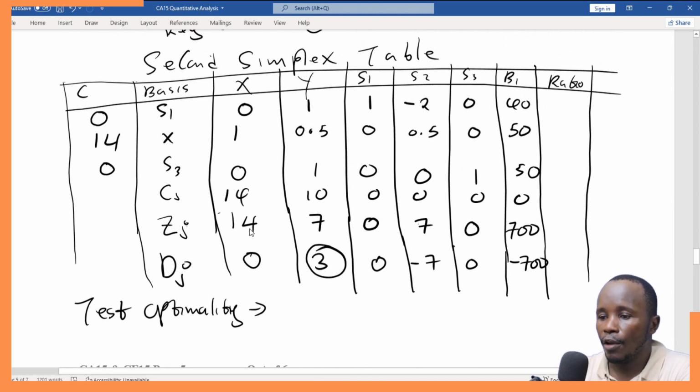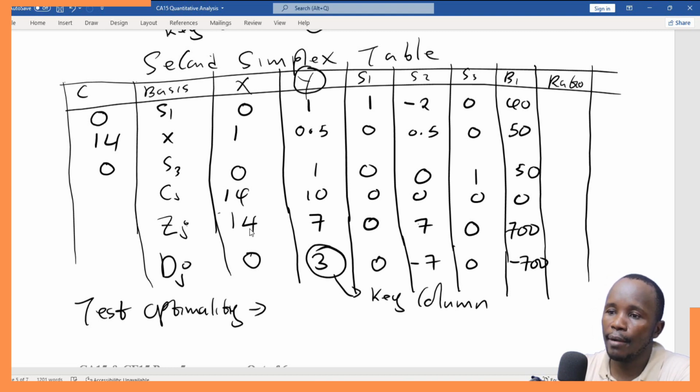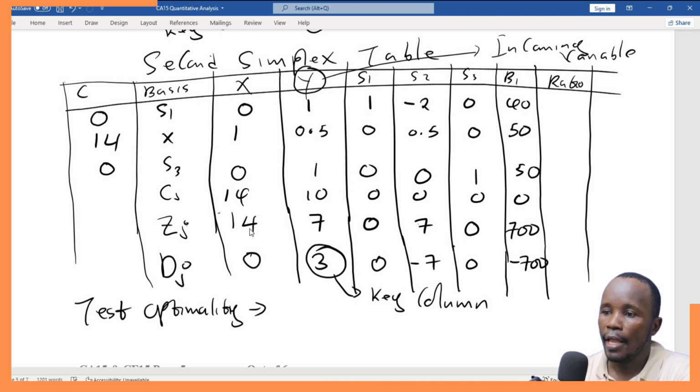Here, we shall call this one our key column, because it has the highest value. And our Y here will be our incoming variable. Now, let's divide the BI's with the values in the key column.